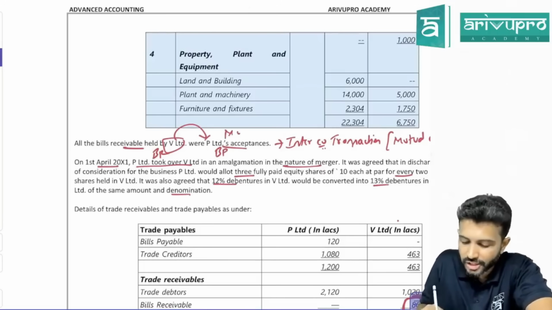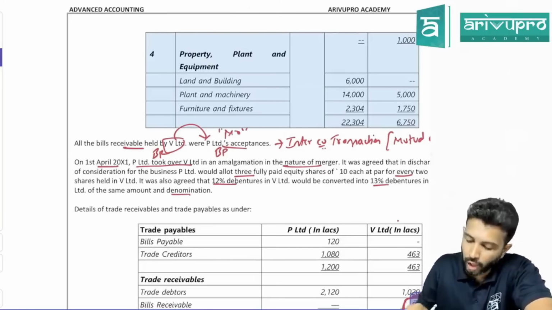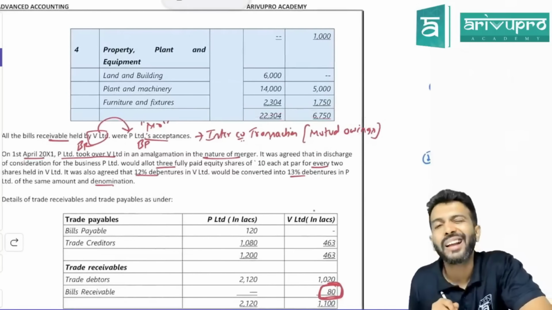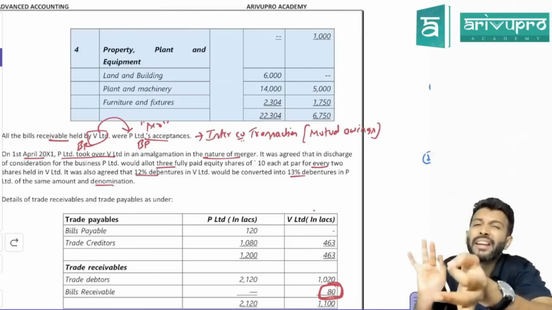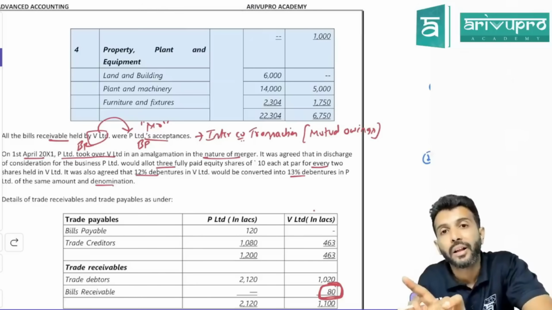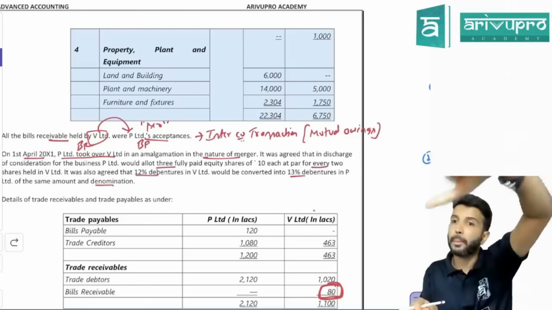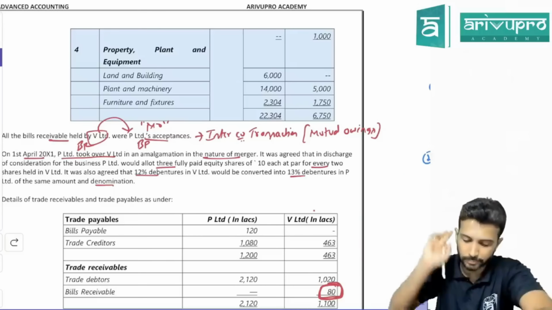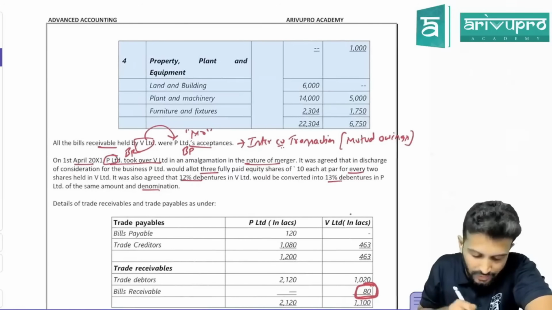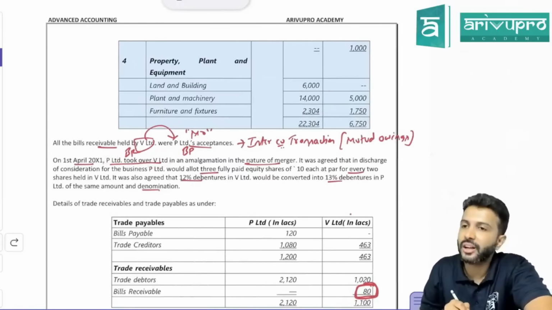What do we call such a transaction? Mutual owings or intercompany transaction. Should we show this intercompany transaction or eliminate? Eliminate. Where? In the new company books. First take over and then cancel. Like that. Yes. P took over V Limited. So P is a purchasing company. V is the selling company.